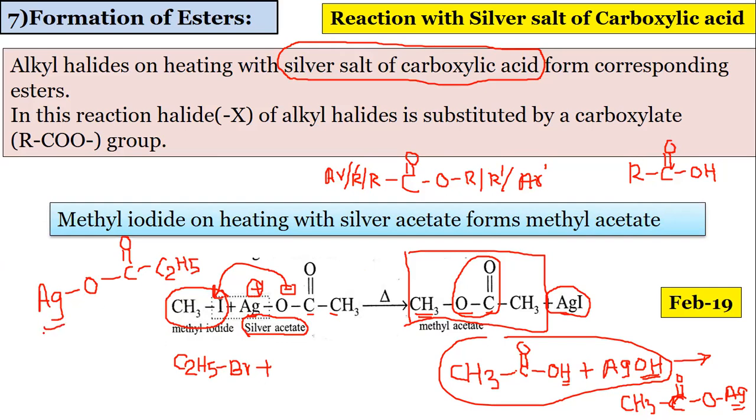Silver, we have to take this Ag first, silver. And how many carbons are there now? 3 carbons. So the name will be propanoate, correct? The name will be silver propanoate.